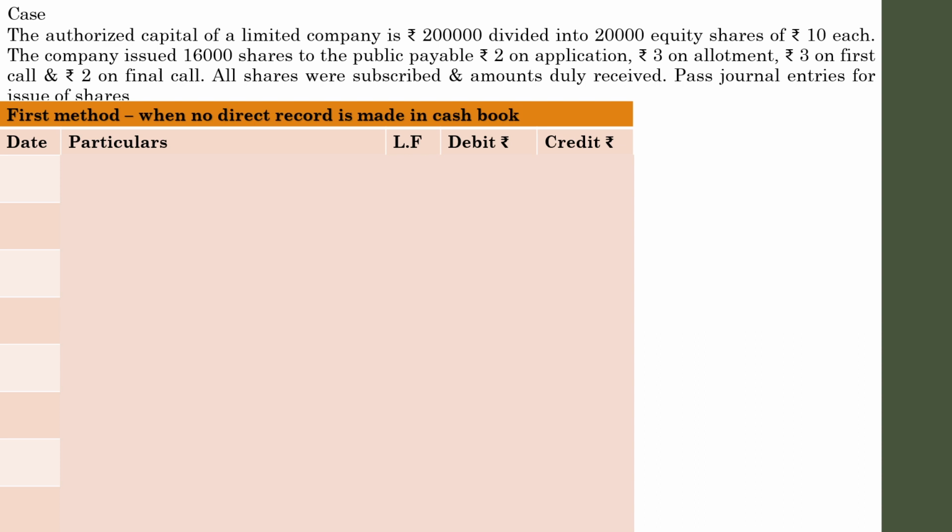I hope you all know the procedure for writing the journal. It is a form consisting of date, particulars, ledger folio, debit and credit. I hope you know the concept of ledger folio. Ledger folio means that when you pass a journal entry in the respective journal book, it will be recorded or posted in a specific ledger.